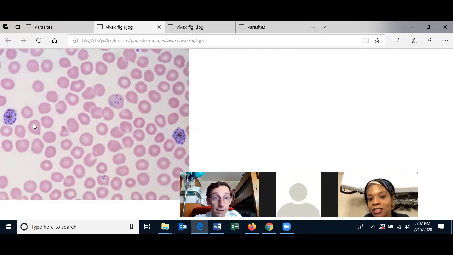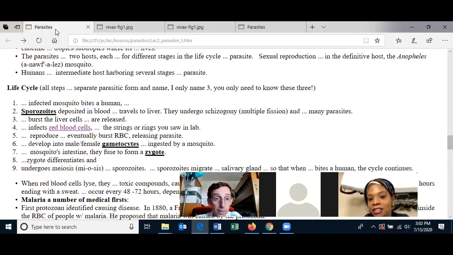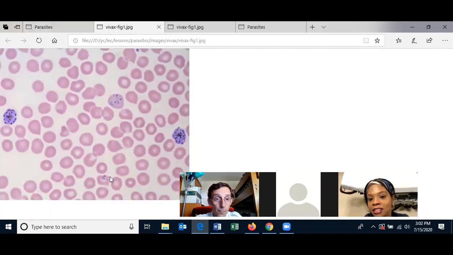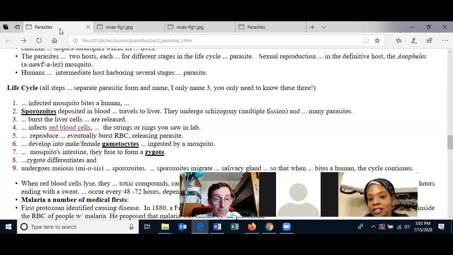Anyways, the parasite can infect the blood cell, including red blood cells, although it doesn't have to be a red blood cell. The malaria parasite can infect a white blood cell as well. And when the parasite infects red blood cells, you can see the ring right there. That's just one of the stages that the parasite goes through in the human.